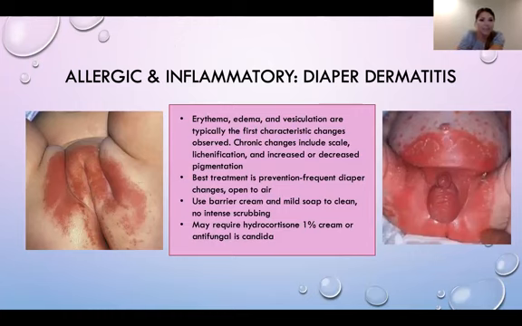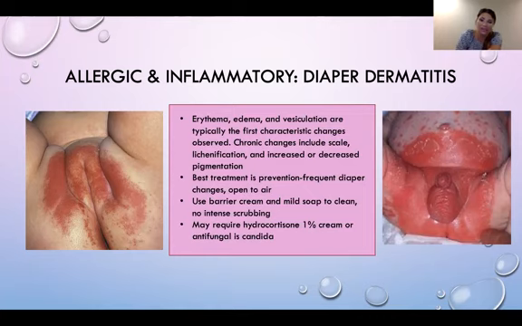The next allergic and inflammatory rash we'll talk about is diaper dermatitis. It's erythematous, obviously, bless these children's hearts. There can be some edema, some swelling. You can see in that right picture, there's definitely some edema going on, poor thing. Over time, if it's been going on for a long time, you can see some scales and even some areas of decreased pigmentation.